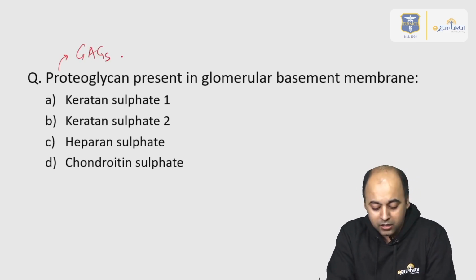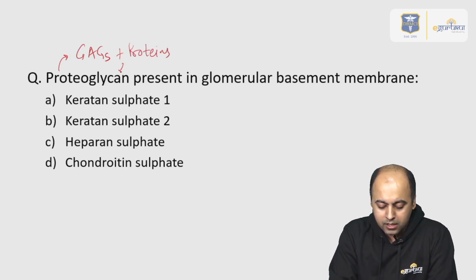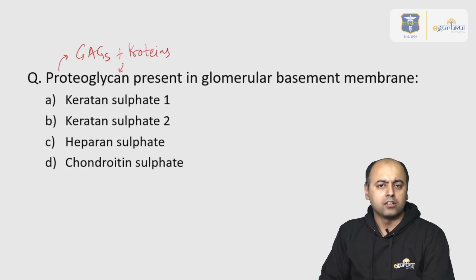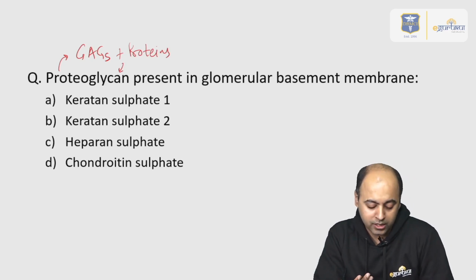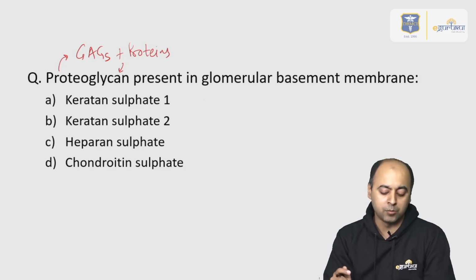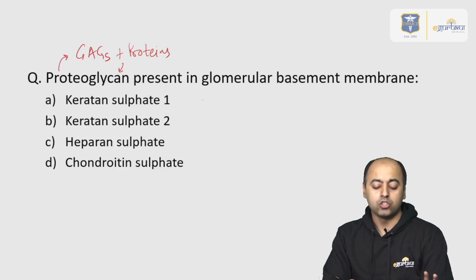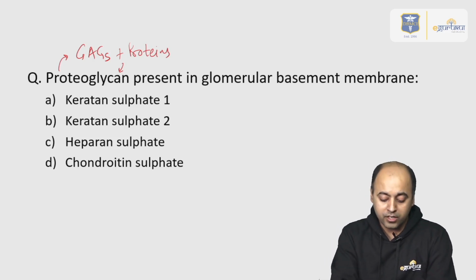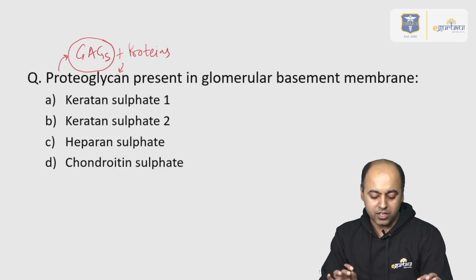The glycosaminoglycan combine with proteins and the result is the proteoglycan. So whether you talk about the location of the glycosaminoglycan or the proteoglycan, it is somewhat similar. Let's take a quick look at the small table showing the presence of the different glycosaminoglycan in the specific tissues.